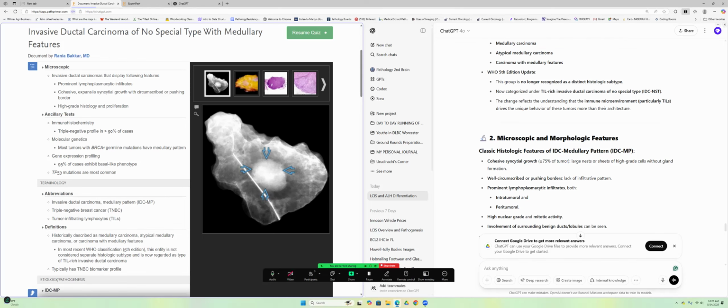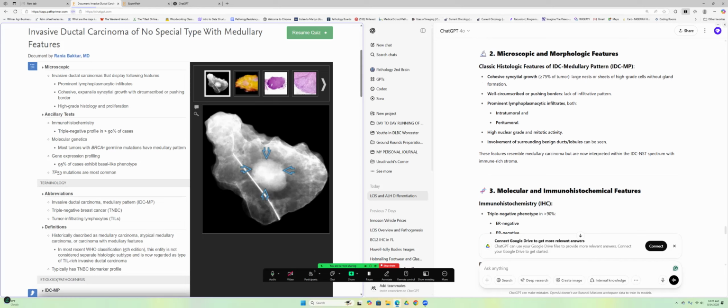They go to microscopic and morphologic features. Classic histologic features of invasive ductal carcinoma with medullary pattern: cohesive syncytial growth in greater than or equal to 75% of the tumor, and well circumscribed.